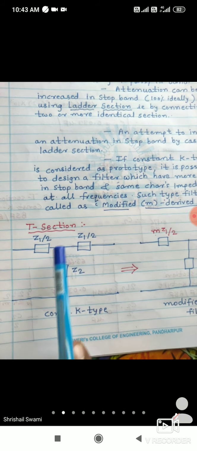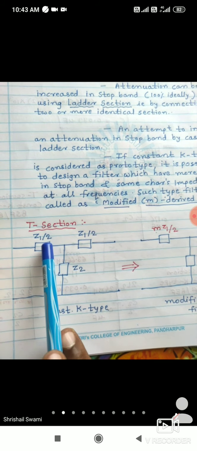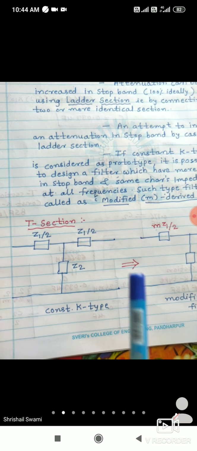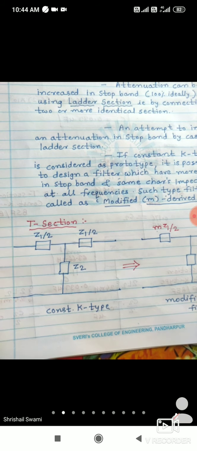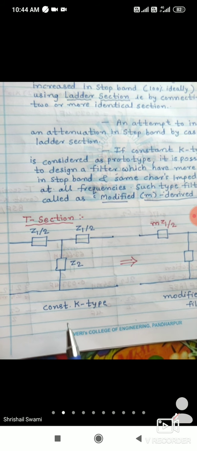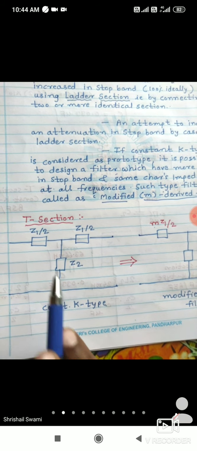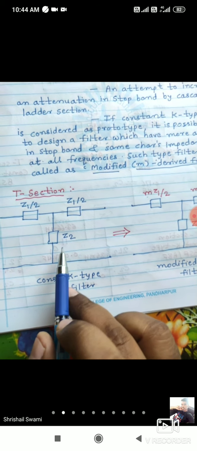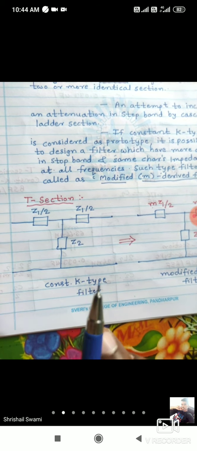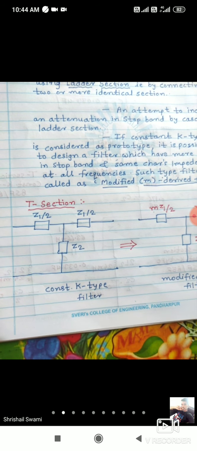So the original T section will be like this. Z1 by 2 acts as a series arm element, whereas Z2 is the shunt arm element. So this is called the constant K type T section. I will write constant K type filter, any filter. It may be low pass, high pass, band pass, or band stop. But we are focusing on low pass filter and high pass filter.